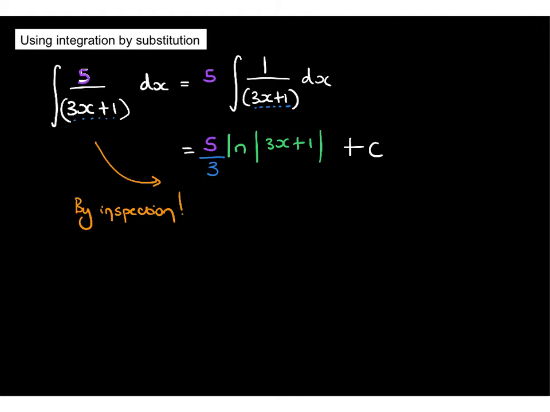Now, this relies, as we've seen previously, on this inner function here being linear. So this has got to be linear for us to be able to do this. So can we generalise this? Yes, we absolutely can. So let's suppose we have the integral of k over ax plus b integrated with respect to x.